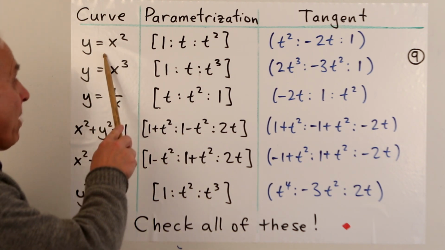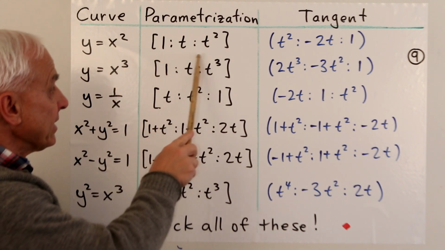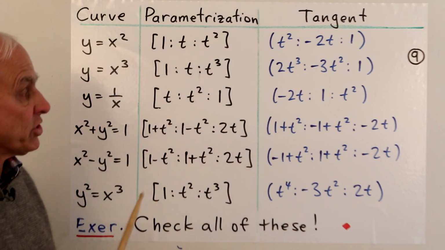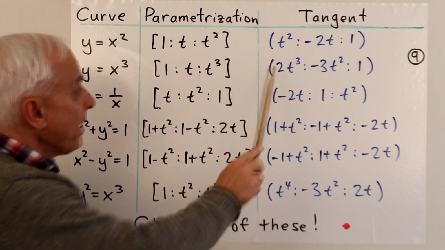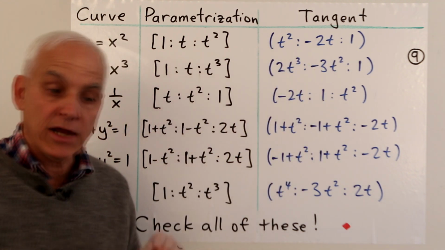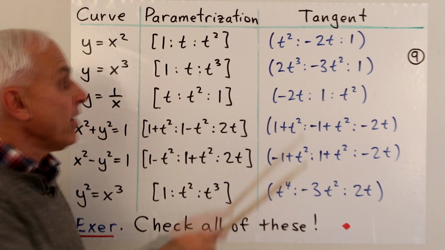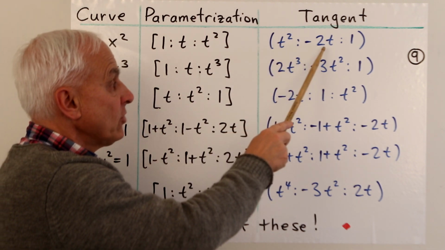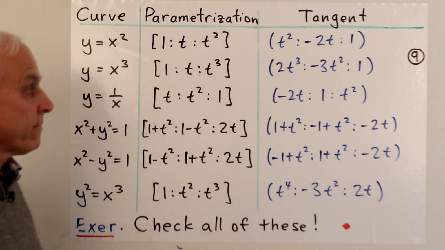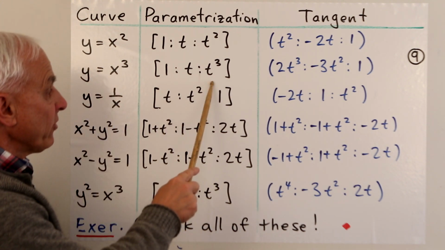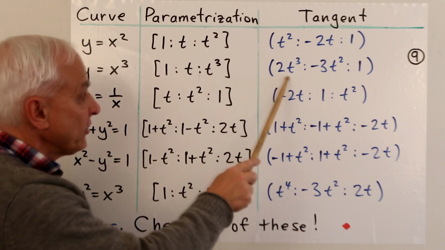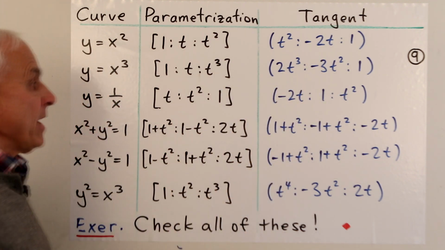Okay, and it's a great exercise to tackle this issue for a lot of famous curves. For the parabola y equals x squared, we've already seen its parametrization. Everything projectively is 1, t, t squared, so there's the x and the y coordinates. And then the equation of the tangent line to the parabola at that point is t squared, minus 2t, 1. Similarly, we can try y equals x cubed. There's its parametrization, and there's its tangent at that point.